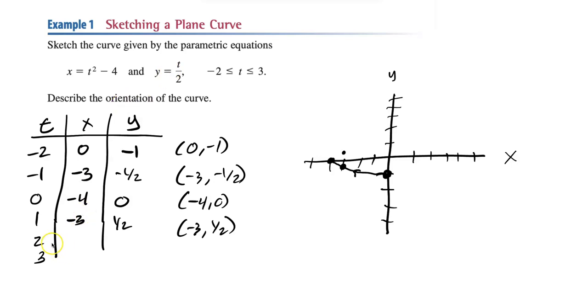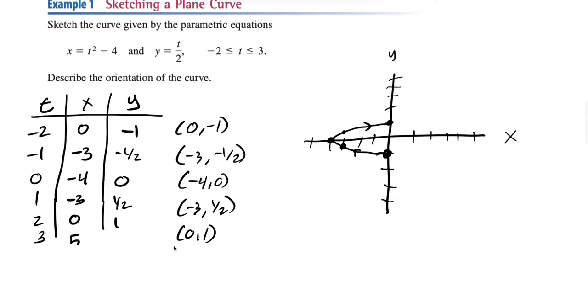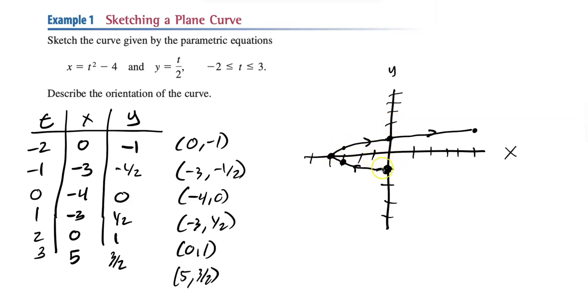Right there. 2 squared minus 4 is 0. 2 over 2 is 1. So we have 0, 1. So right there, so our graph's going like this. Right? So again, that lets us know that it's going in this direction. We started here, we're going this way. And then finally 3. 3 squared minus 4, 9 minus 4 is 5. 3 over 2. So we have 5 and 3 over 2. So 5's over there, 3 over 2. So 1.5. Just like that. Right, little arrows every once in a while to let us know that that's the path or direction. So that's our curve. And then we're describing the orientation by doing the little arrows.